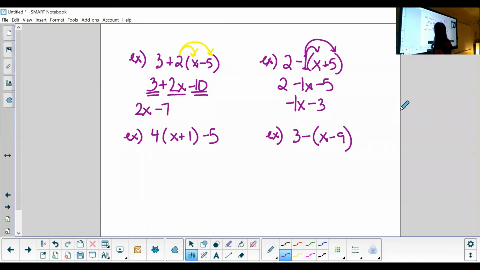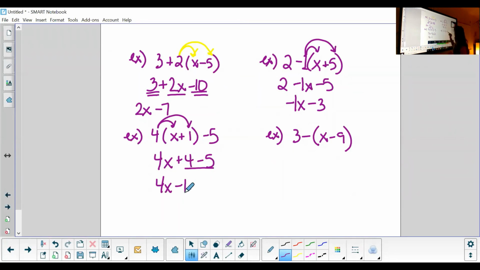For the next problem, we will be distributing the 4. So I'm going to draw arrows to the x, giving me 4x. And then 4 to 1, giving me 4. And then I write down the -5. Adding like terms, I don't have any other x's, so I am just going to add the constant. So I bring down the 4x, and then 4 minus 5 would give me -1.